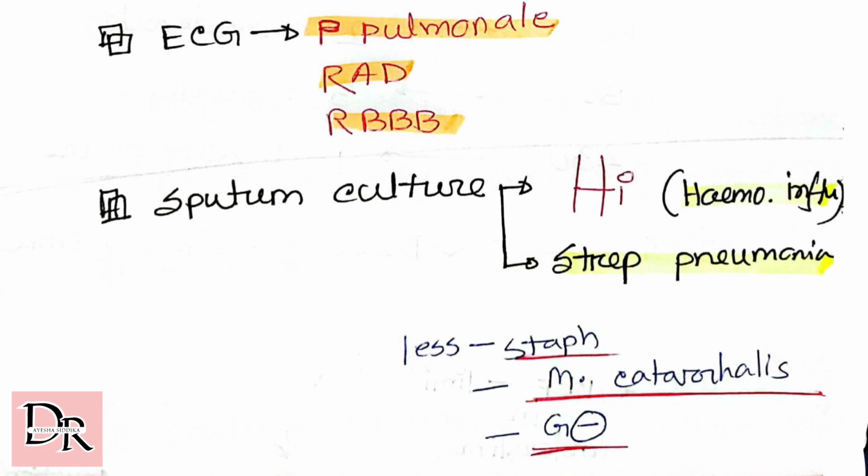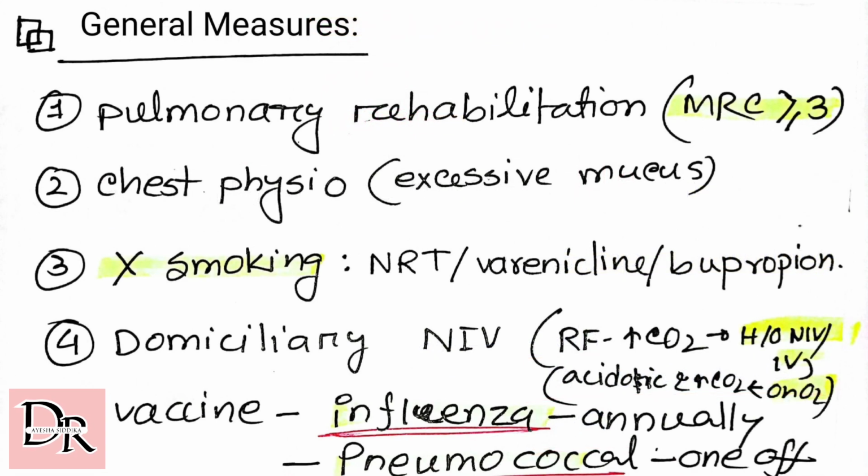What will we find here? We may find different organisms. Most importantly, the commonest is Haemophilus influenzae. Second, Streptococcus pneumoniae. And there are other organisms that can contribute: Staph aureus, then Moraxella catarrhalis, and gram-negative organisms. Now let's talk about management of COPD.